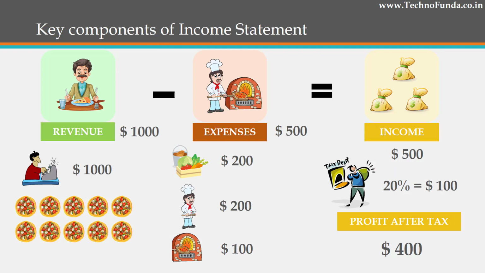But here's the thing, there is one more expense, which is the government, right? The government takes taxes from each business and each citizen. So here, assuming the tax component is 20%, 20% of 500 is 100, which is the tax outgo to the tax department, and we are left with the profit or the income after tax of 400.